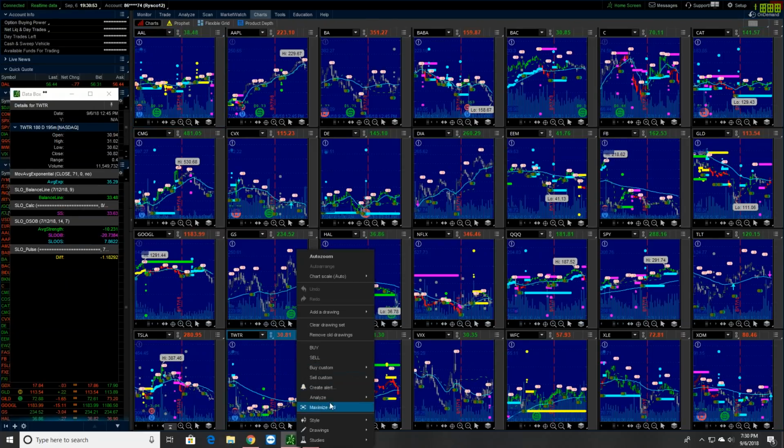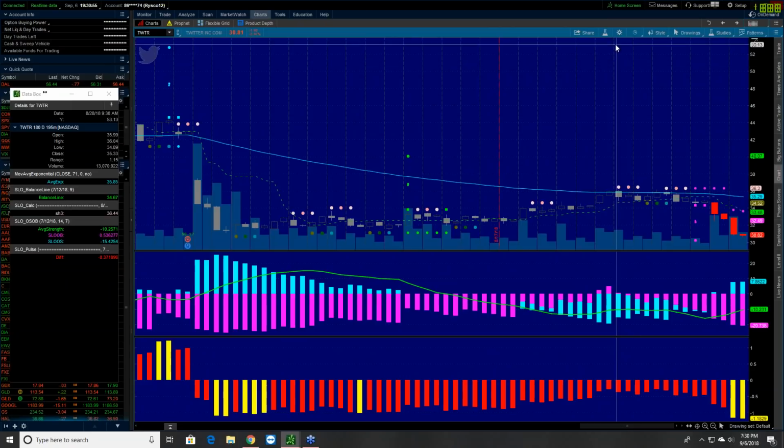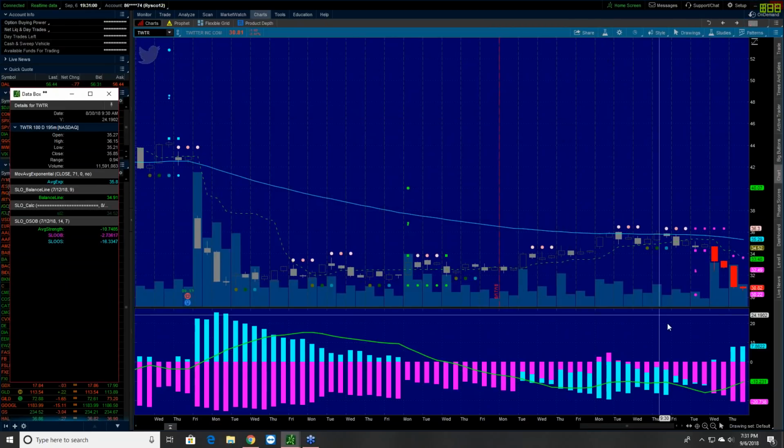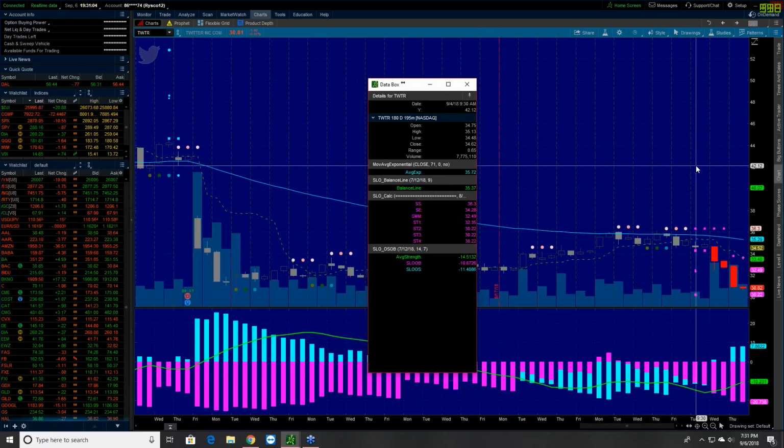If I take a look at Twitter, you will notice that I had pink dots over here on the right edge of the chart. This is actually from earlier this week. For anybody that trades Twitter, you know it's been a rough week for Twitter. Jack Dorsey was being grilled in front of Congress for different security reasons, and as a result, the stock got hit.